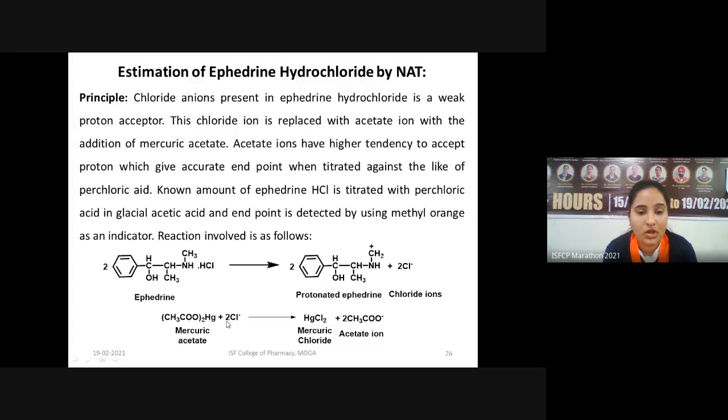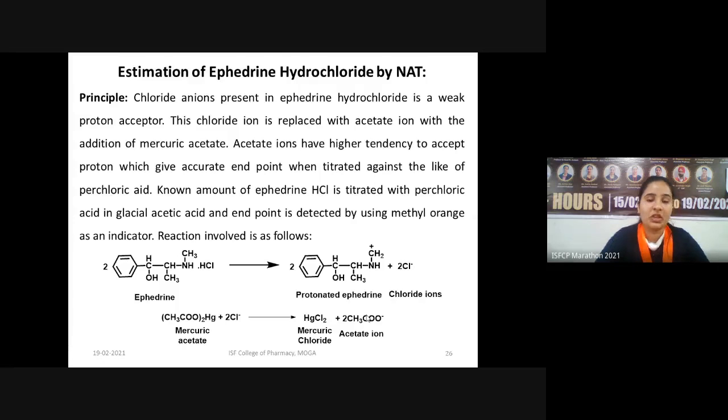Now the acetate ions from the mercuric acetate are going to replace the chloride ions. The chloride ions which have been produced by the ephedrine will be replaced by the acetate ions. So when we react mercuric acetate with chloride ions, we will be getting mercuric chloride with the formation of acetate ions. So these acetate ions now can be estimated very easily.